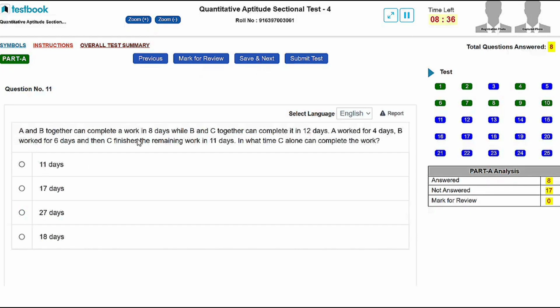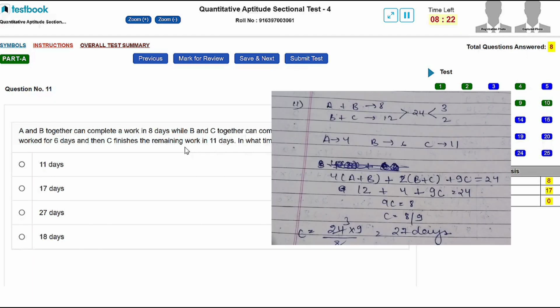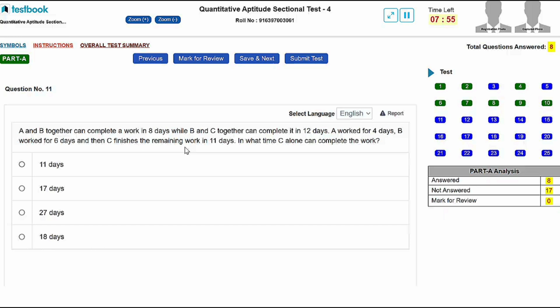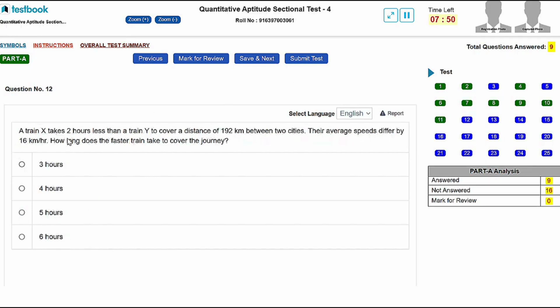A and B together can complete a work in 8 days, while B and C together can complete a work in 12 days. A works for 4 days, B works for 6 days, and then C finishes the remaining work in 11 days. In what time can C alone complete the work? 27 days.